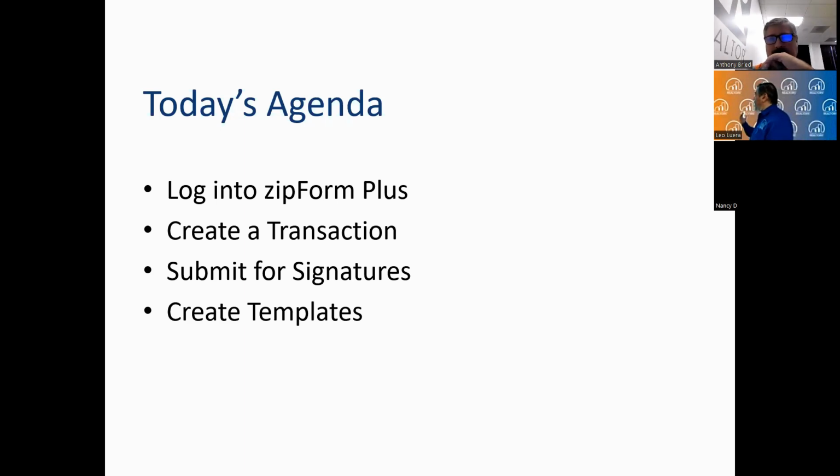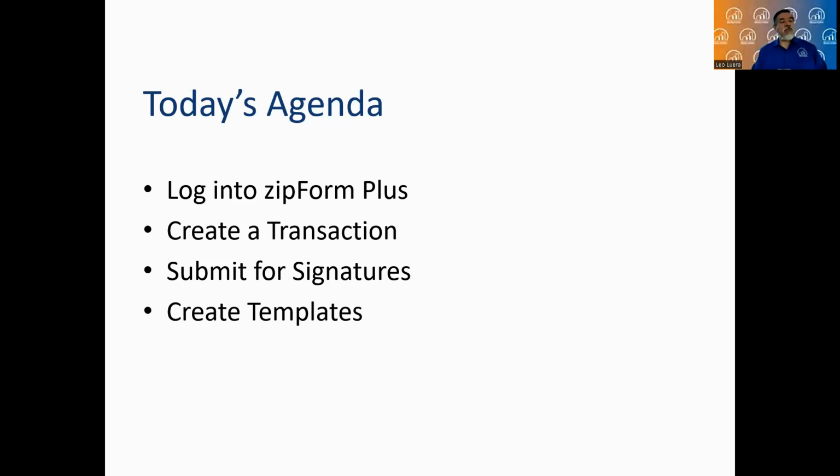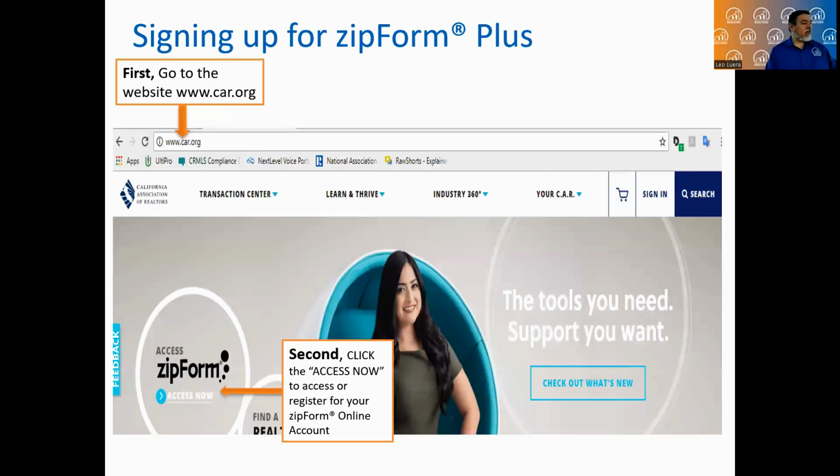So first of all, logging in as Zipforms Plus. How many have not created a user ID and a password for C.A.R? Okay, so we haven't done so. So let's go over that together. The first step is you have to log into the California Association of REALTORS website by going to CAR.org. When you go to CAR.org, you're going to typically see an individual sitting in a chair.